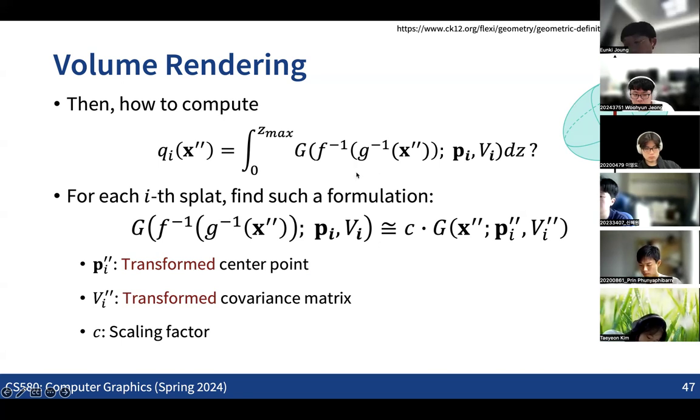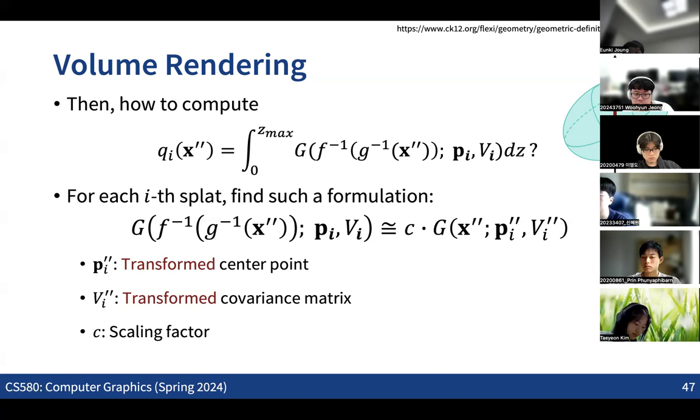To make this integral easy to calculate, we are going to approximate this term as a transformed Gaussian kernel in the ray coordinate system. We define the Gaussian kernel in the object coordinate system with the center point and the covariance. But by transforming the ellipsoid into the ray coordinate system, we transform the center point and the covariance matrix. We are going to approximate the kernel of the output with the kernel computed in the ray coordinate system with some kind of scaling vector. So this is what we are going to do.